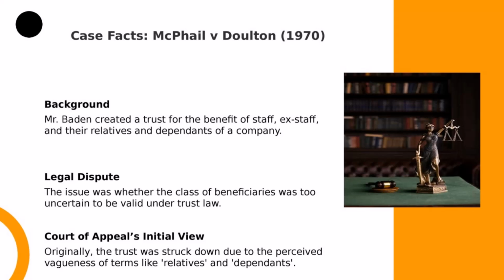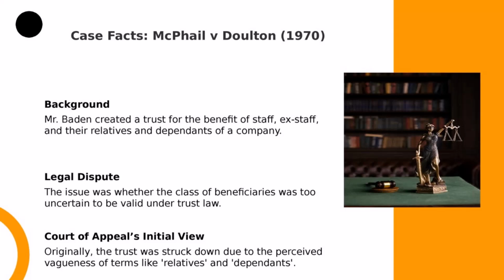So there's a guy called Mr. Barden, we'll say my pronunciation. He created a trust for the benefit of his staff, his ex-staff, and their relatives and dependents. Right, so he owned the company, so he wanted to have it for his staff, but then his ex-staff and relatives and the dependents. So that could be quite a large group of people.